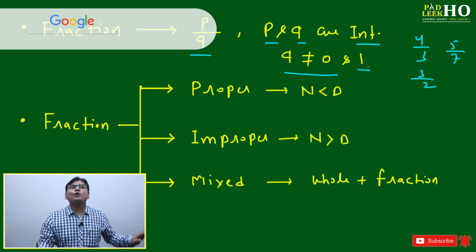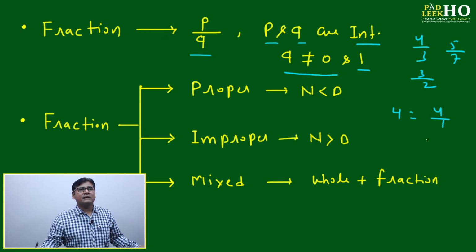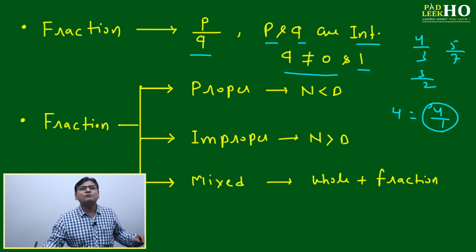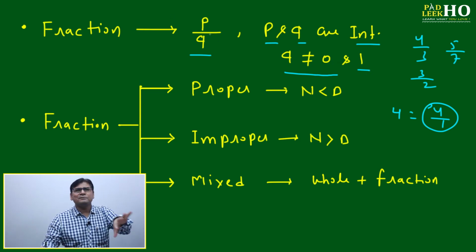If q will be equal to 0, then it will become undefined. And it should not equal 1 also. If it is equal to 1, it will become an integer. It will not become a fraction. Like 4, you can say it is 4 by 1. Then you can say it is in the form of p by q, there is no doubt. But q is equal to 1. Once q is equal to 1, it will become an integer. Then q should not equal 0 and q should not equal 1. This is common sense. This definition is common sense.